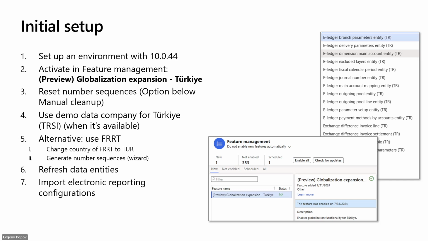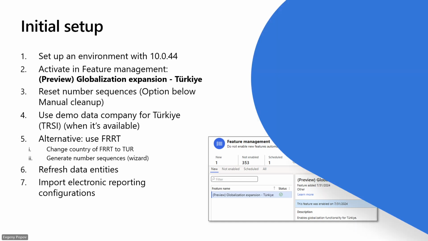And don't forget to turn on the number sequence wizards and so on. And follow the steps like refresh data entities and import electronic reportings. Then you have a quite workable scenario. Of course, you can also try it with your own company data. It's up to you and your customer how you want to work on this.